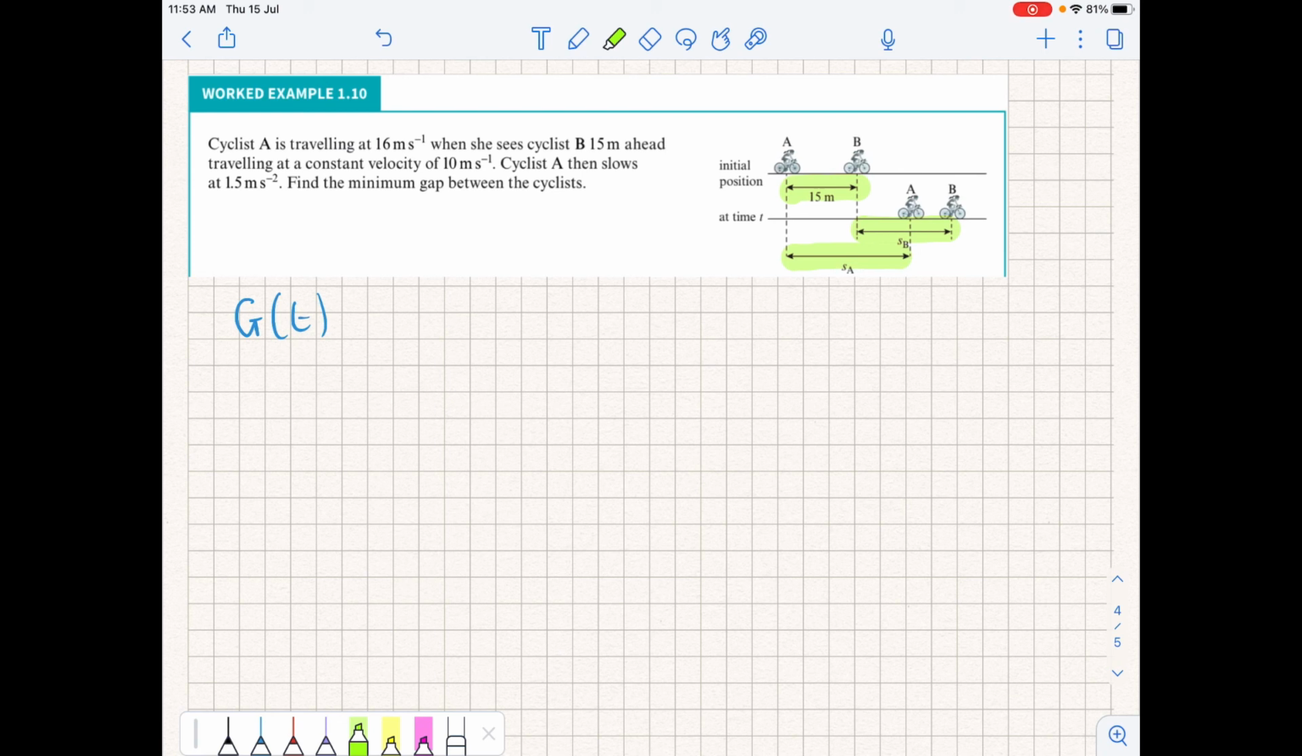And we can see that if we want to work out the gap, which is this section here, if we take the total gap in the beginning between A and B, add cyclist B's distance, and take away cyclist A's distance, you can see we get left with the gap. And this is the gap that we are trying to find.